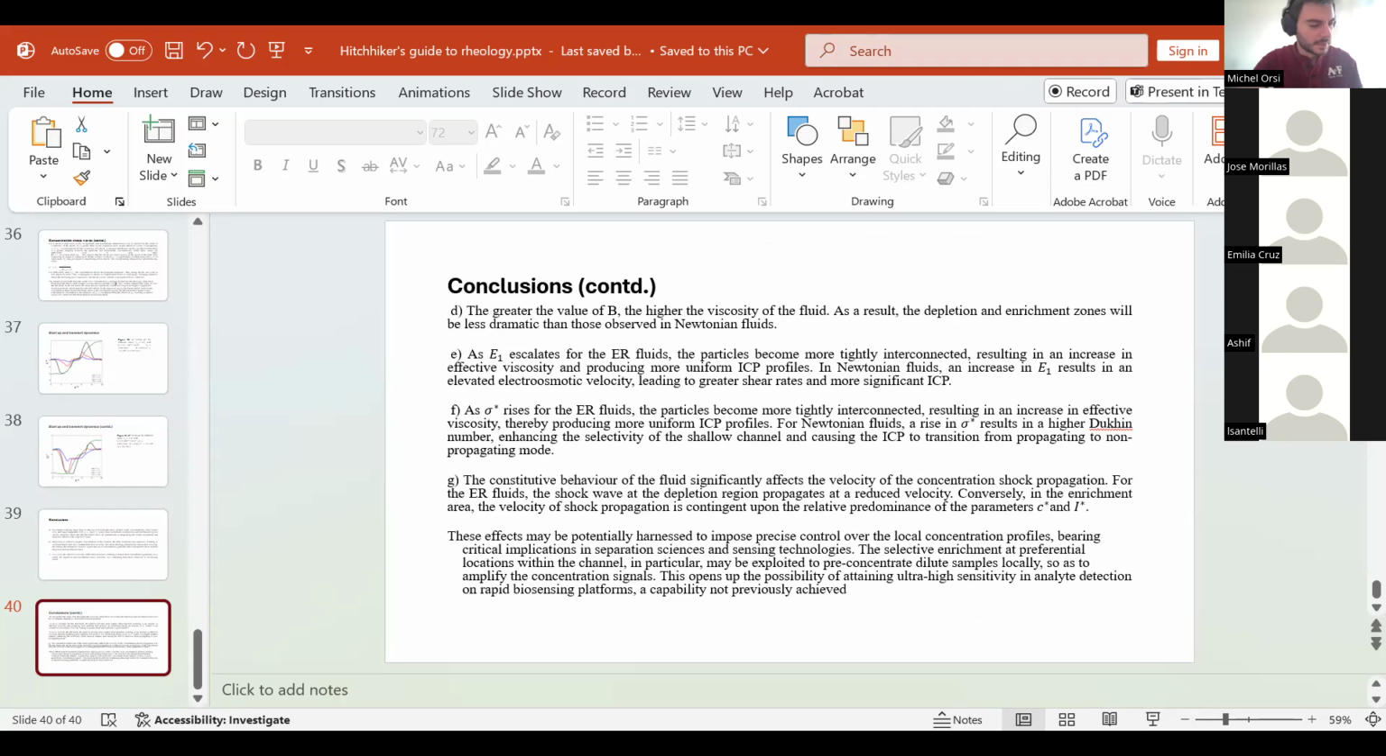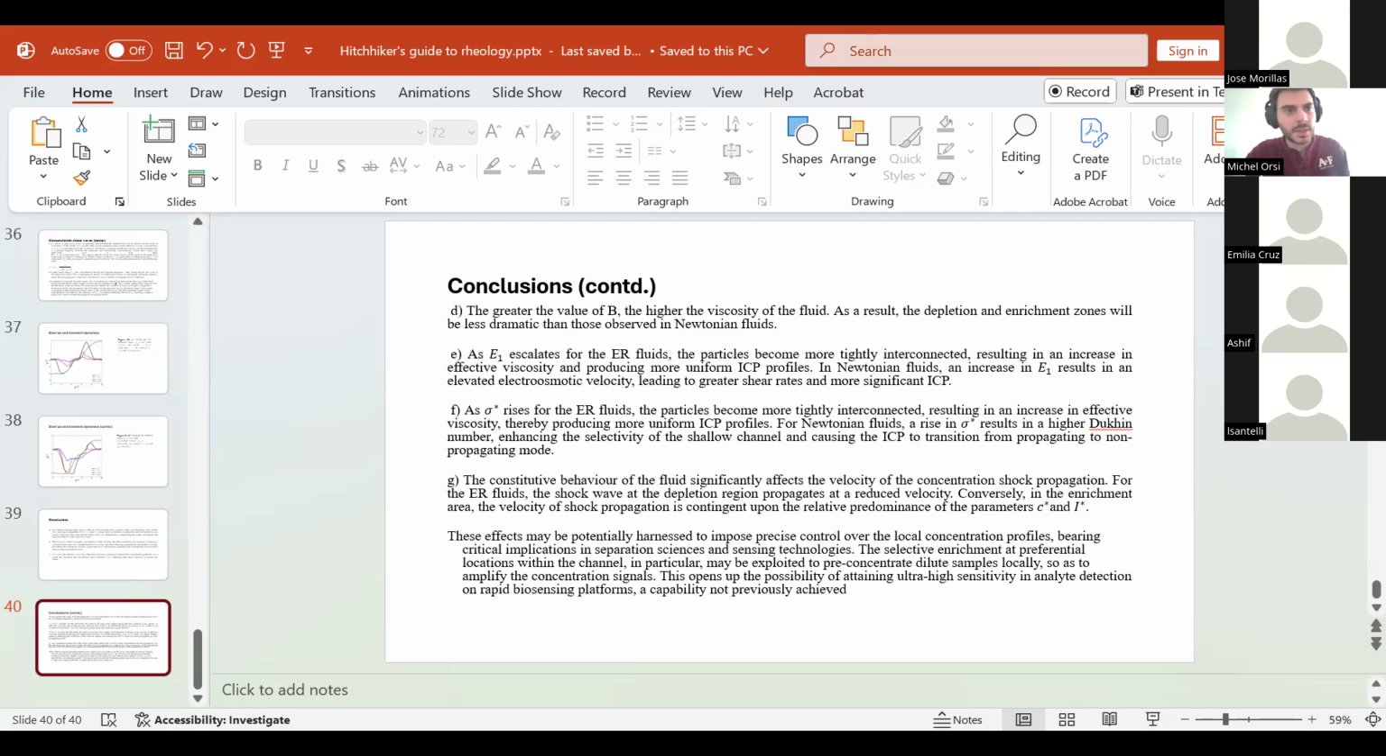What's the typical channel height? I think you said 50 micrometers. 50 micrometers, right? Okay, that's what I got. We also have a question from the chat: in your simulations, do you see an accumulation of charge on the channel walls? There is no accumulation of charge, there is accumulation of ions.